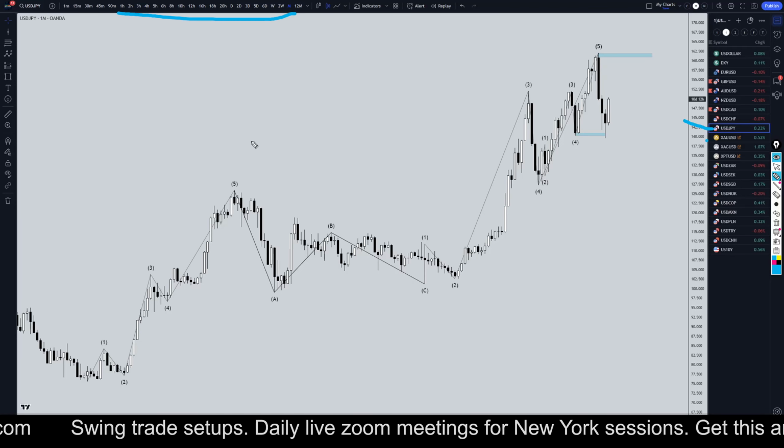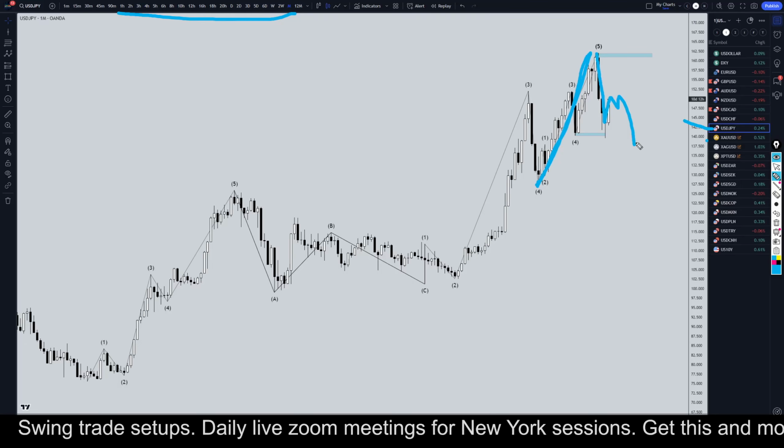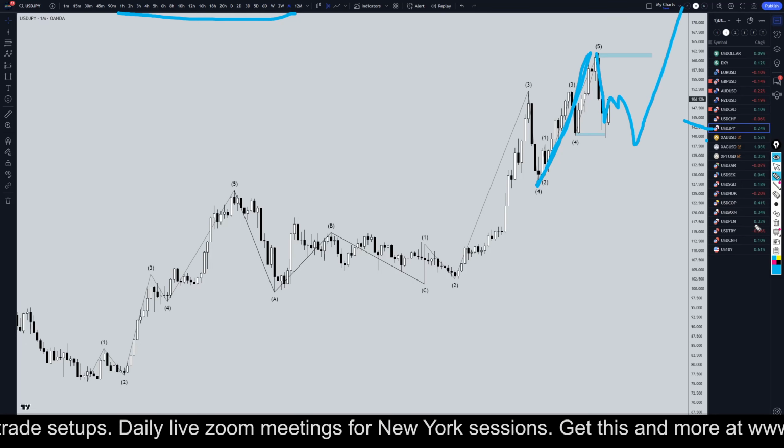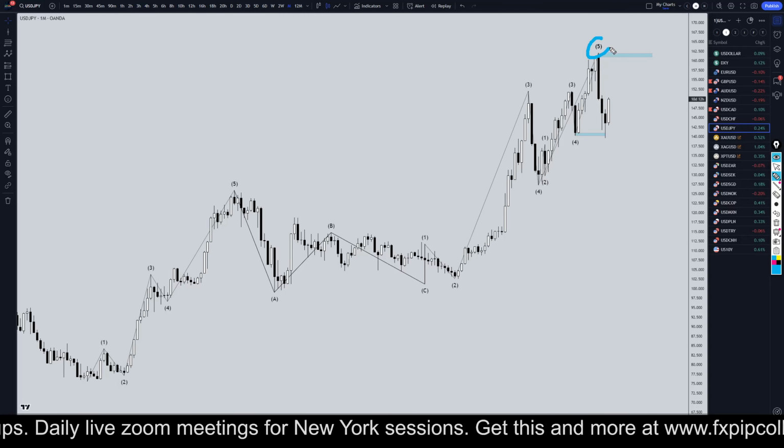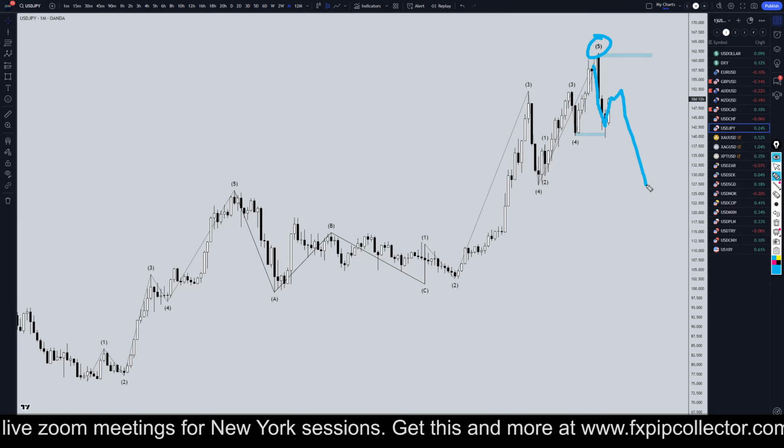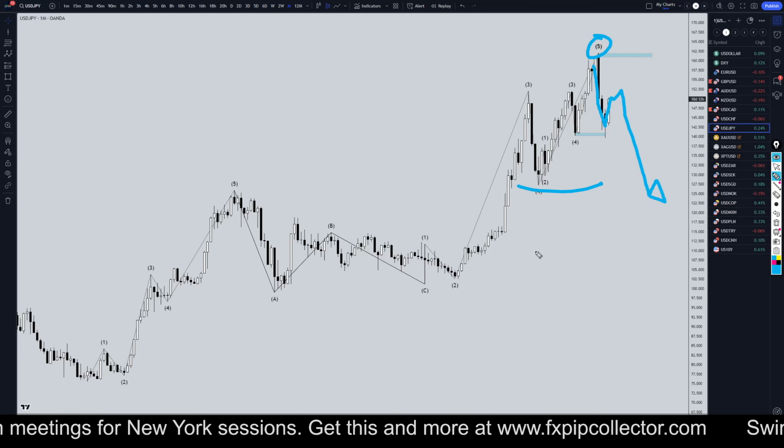So anyways, US dollar yen, like I've been saying, we do have two options here. First option is that this is currently an ABC correction to the last 5 waves up, which is definitely possible, especially looking at other yen pairs, and eventually it will just keep on trending up. Option number two is this is the end of a wave 5, and this is going to be a 1, 2, 3, 4, 5 down and take out the low of wave 4.